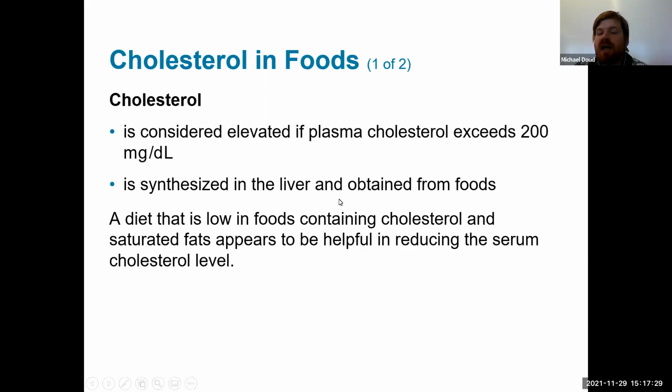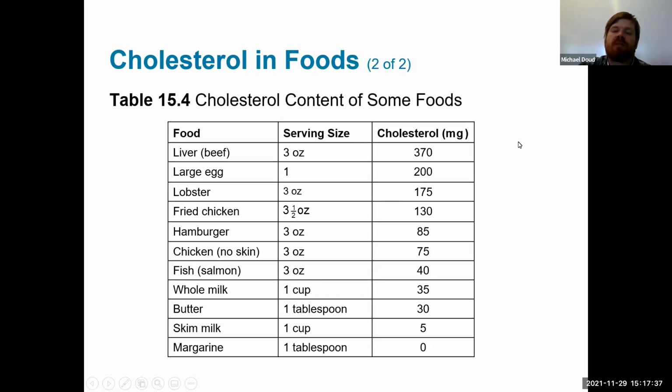So if you eat a diet that's low in foods that contain cholesterol and also low in saturated fats, that seems to be able to reduce the cholesterol level in your blood. So for example, some examples here. Again, we mentioned that it's synthesized in the liver. So you can imagine eating a cow's liver, for example, has a large amount of cholesterol in it. Same is true of eggs. Eggs tend to be very high in cholesterol.